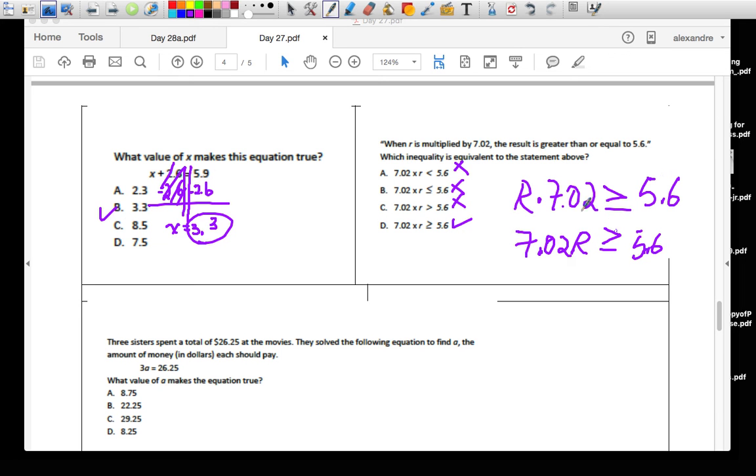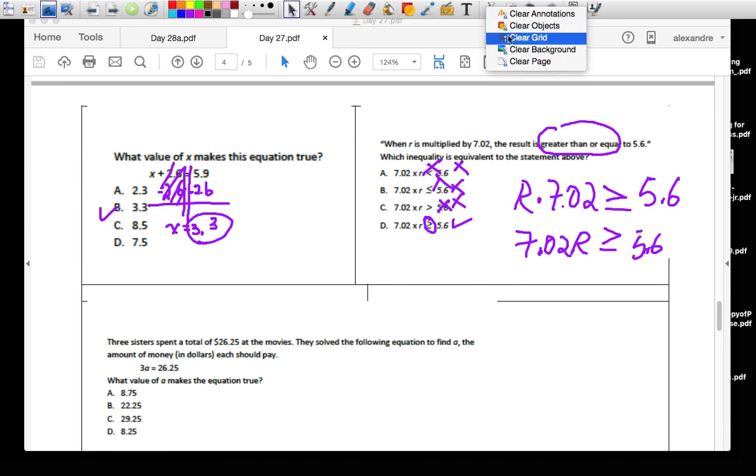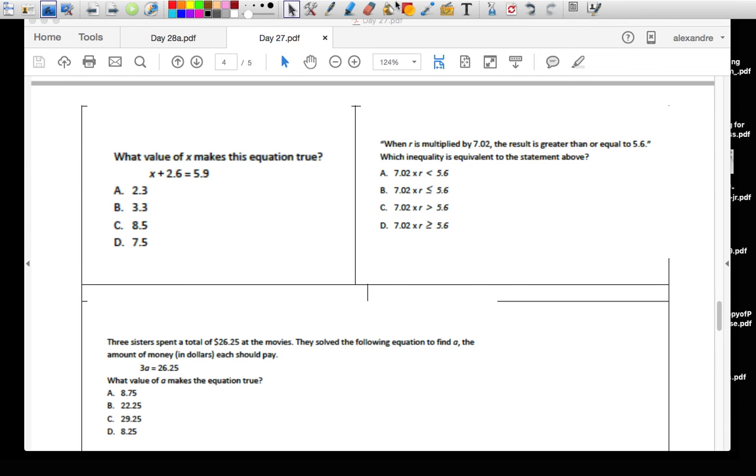Even if you didn't know the numbers and you only looked at the sign, greater than or equal, that was not greater than, this was not greater than, this was greater but not equal, so the only one that had that sign was this one. So answer D. Use the multiple choice to your advantage. Remember I told you, the answer is there, you just gotta pick the right one.